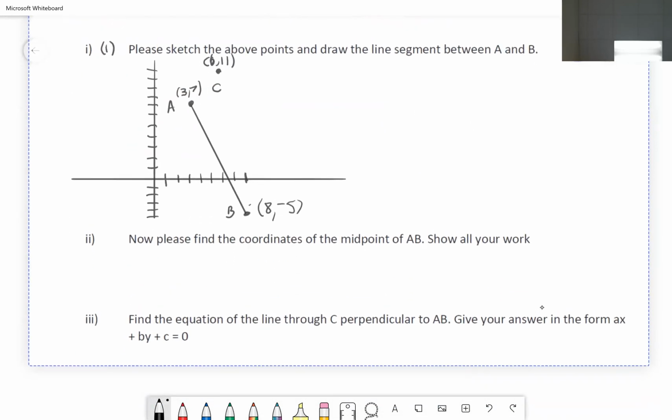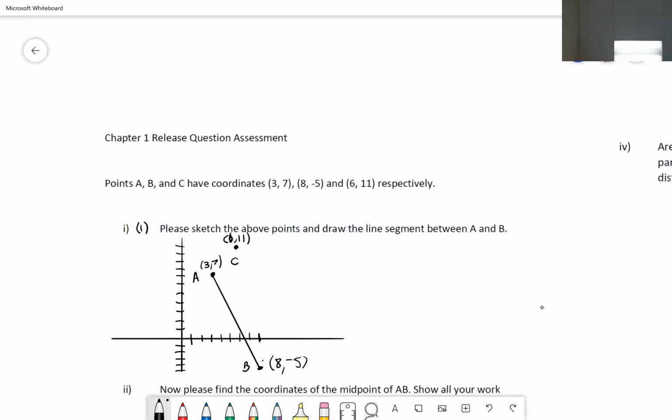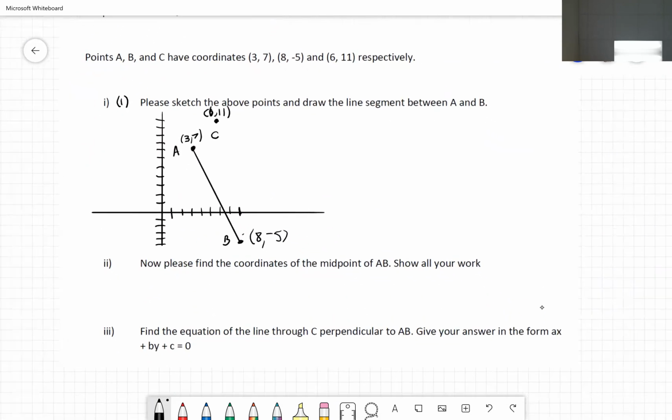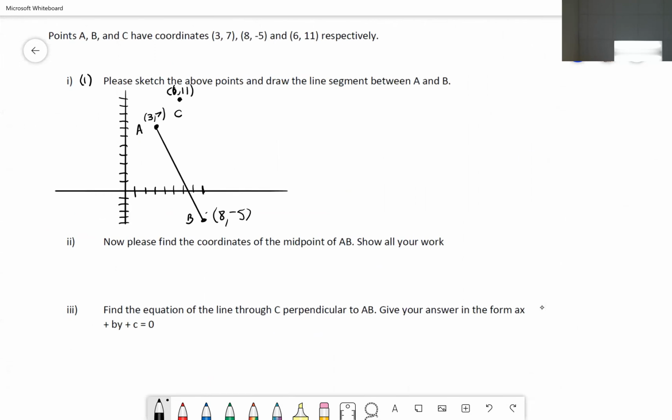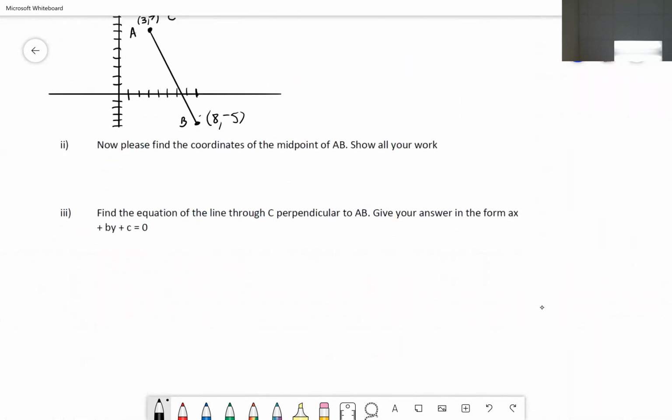Now let's go to the next one. Oh, don't want to do that. Let me just slide this here. Now part B says, please find the coordinates of the midpoint. Show how you work. So that's worth 1 point. There's nothing difficult about part 2. So part 2 is worth also 1 point.